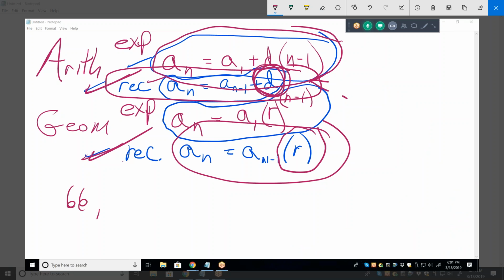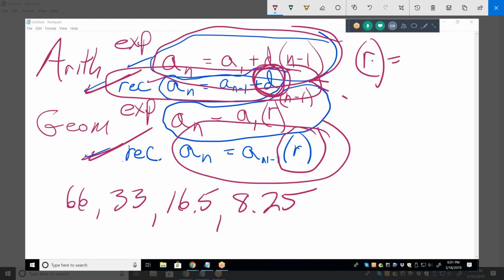66, 33, 16.5, and then 8.25. What kind of sequence is that? Is it geometric? It is. What is r? Is it 2? No, 1/2. 1/2, 0.5. Okay. And what did they want? The recursive. Okay, so we're going to use this one.